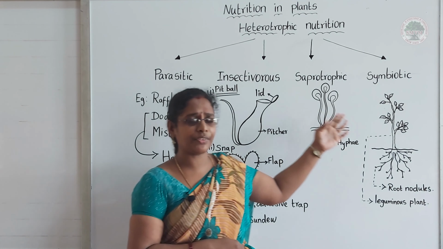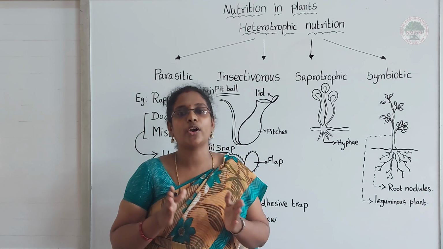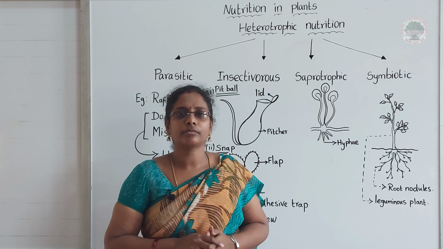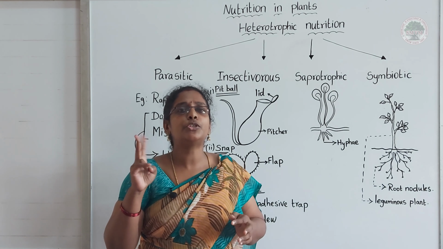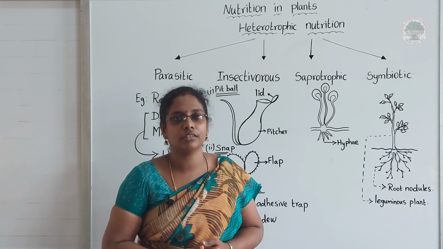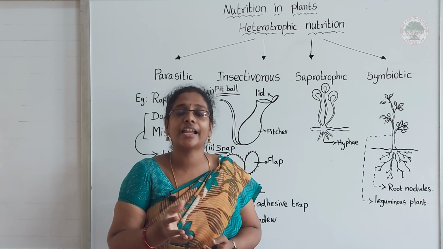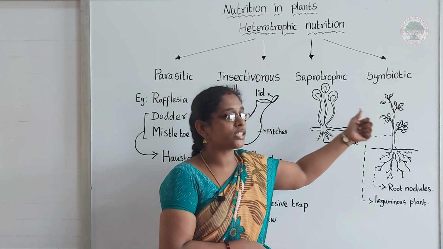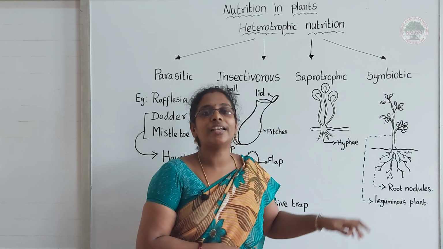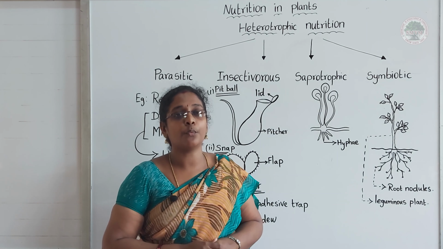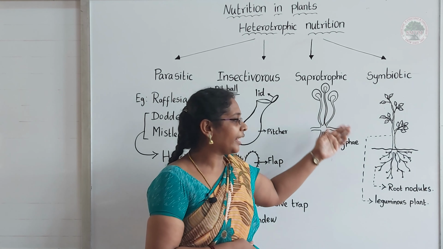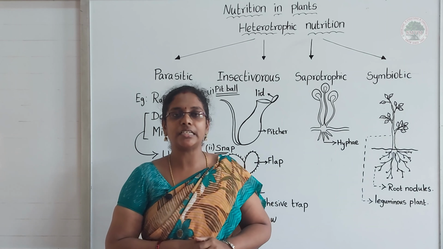The last one that we are going to discuss is symbiotic nutrition. What is the meaning of symbiotic? Here, two different organisms live together and help each other. That kind of relationship is called symbiosis, and the organisms in that relationship are called symbionts. A very good example is the relationship between leguminous plants and Rhizobium bacteria.